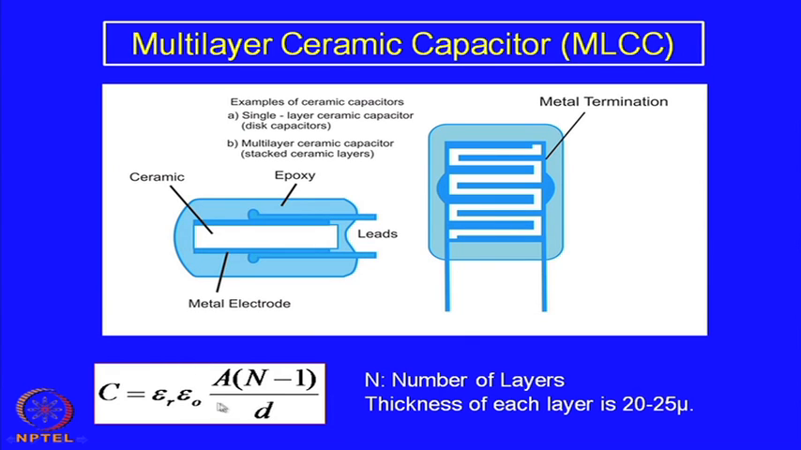enhanced by this factor: A is the area, N is the number of layers minus 1, and D is the thickness. So, the lower the thickness and the higher the N value, the capacitance value increases for the same dielectric constant, because the material constant is not changing here. It is only the design which is enhancing the capacitance value. Thickness of each layer is about 20 to 25 micron.